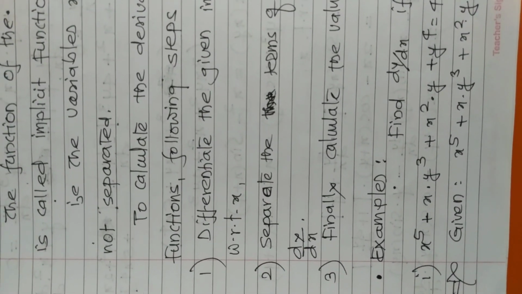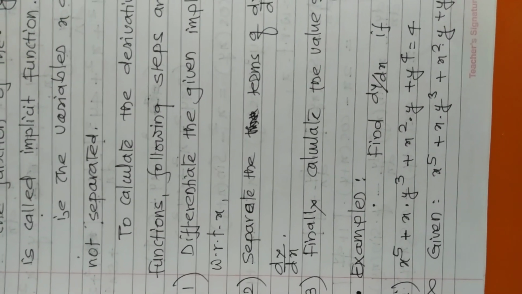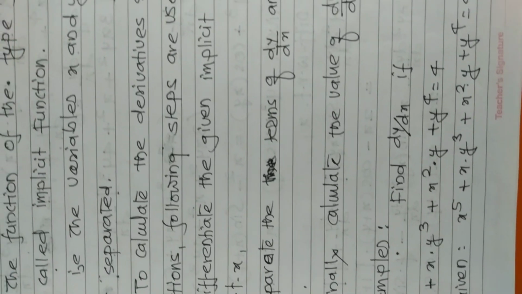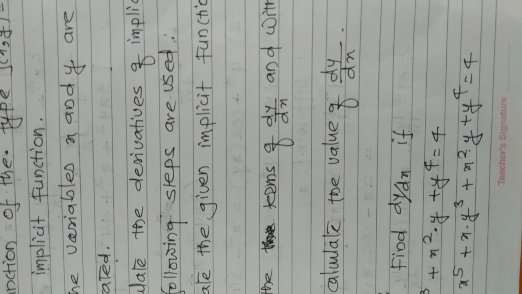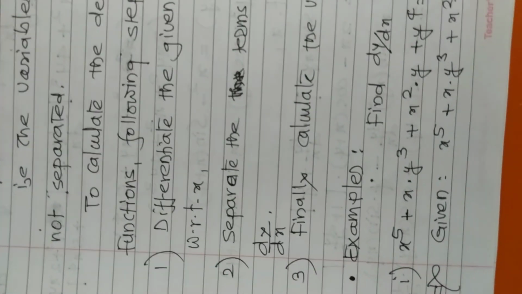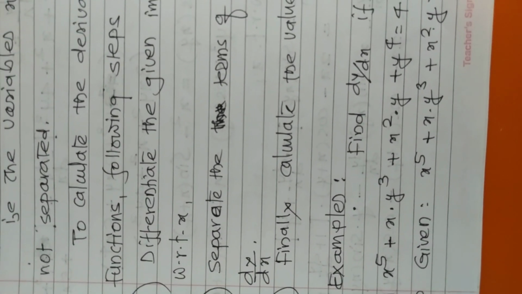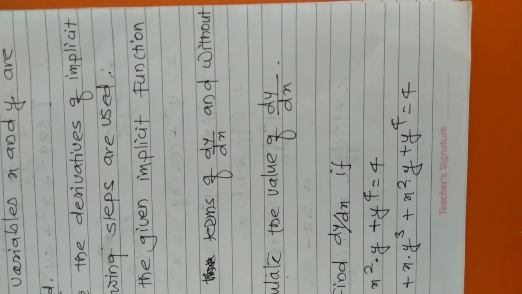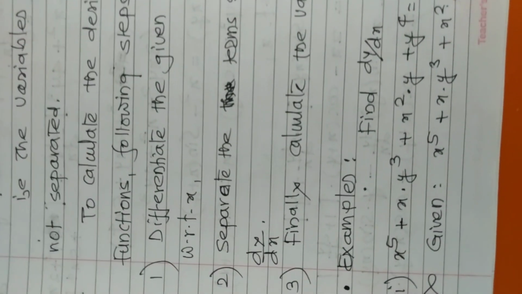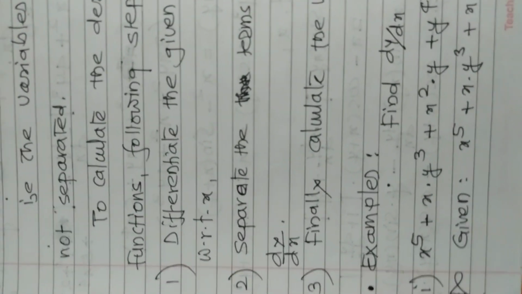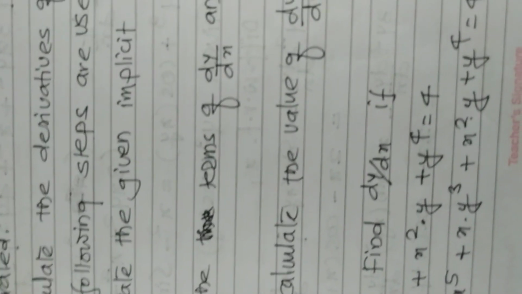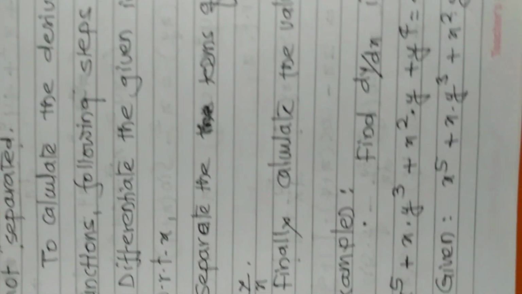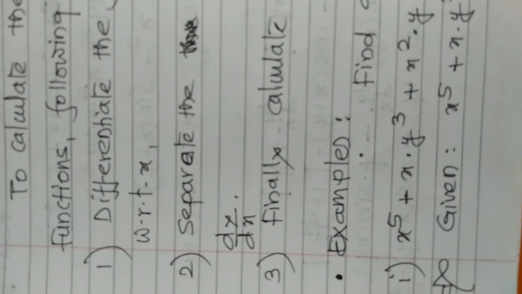To calculate the derivatives of implicit functions, the following steps are used. First, we have to differentiate the given implicit function with respect to x. Second, separate the terms of dy by dx and the terms without dy by dx. Finally, calculate the value of dy by dx using those terms.